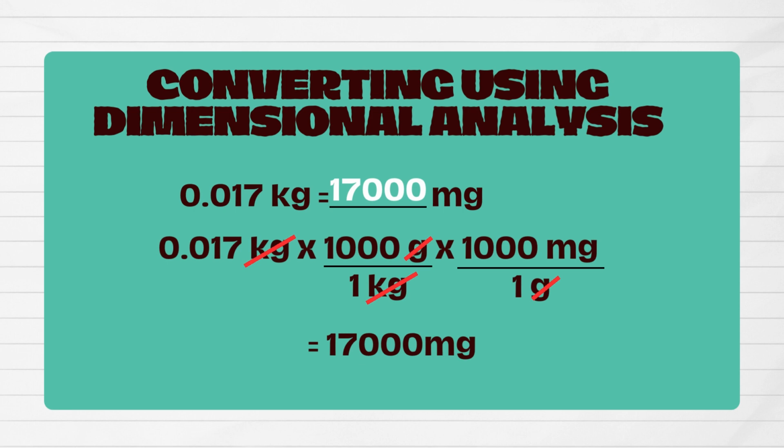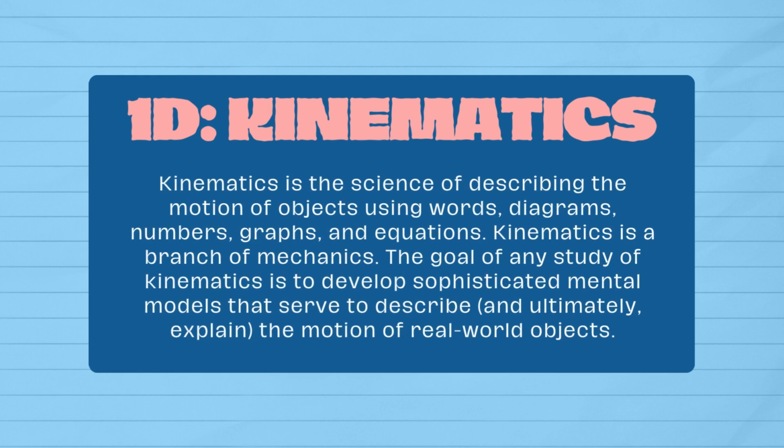Then the next topic is one-dimensional kinematics, or 1D kinematics. Here it is. Kinematics is the science of describing the motion of objects using words, diagrams, numbers, graphs, and equations. Kinematics is a branch of mechanics. The goal of any study of kinematics is to develop sophisticated mental models that serve to describe the motion of real-world objects.